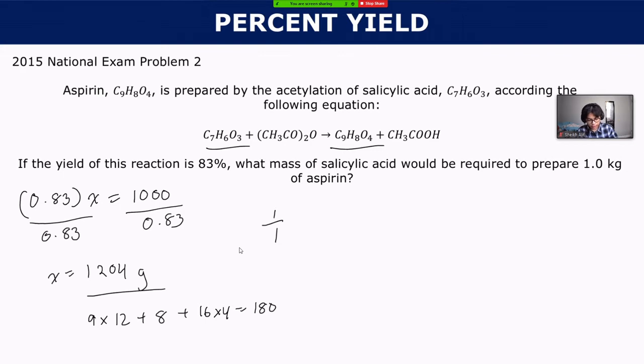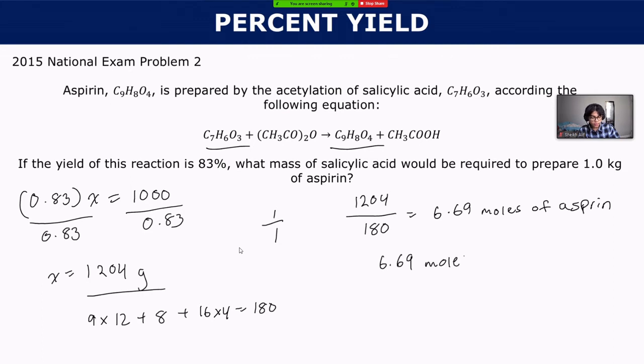So if you divide 1,204 divided by 180, you're going to have 6.69 moles of aspirin. And remember, since aspirin and salicylic acid are in a 1-to-1 ratio, that means you're also going to have 6.69 moles of salicylic acid.